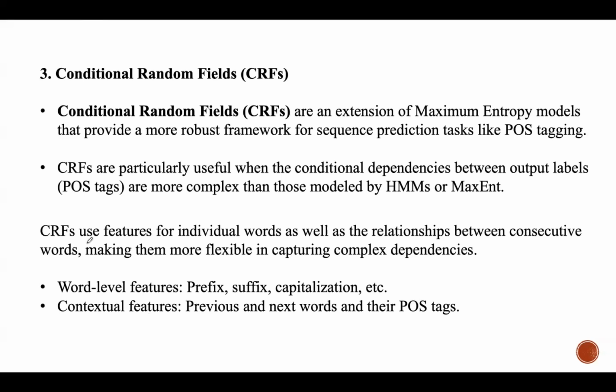Conditional random fields use features for individual words as well as the relationship between consecutive words. Here you can see the word-level features and contextual features. Prefix, suffix, capitalization, all of them come under word-level features, whereas previous word, next word and their POS tags fall under contextual features.